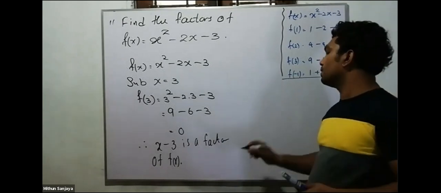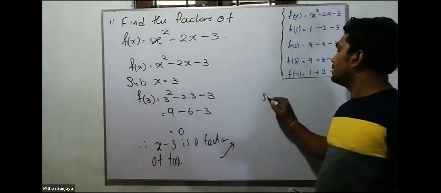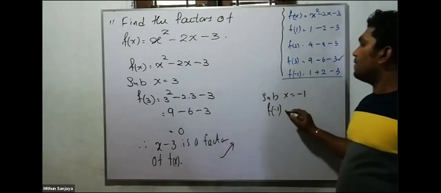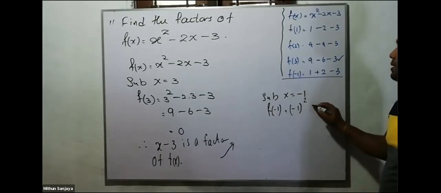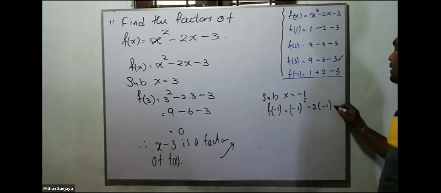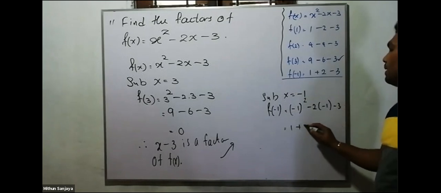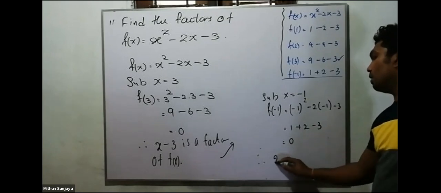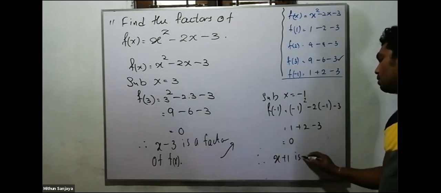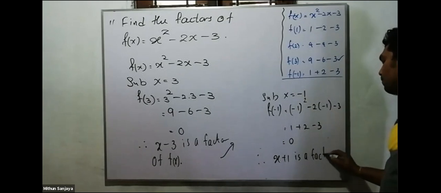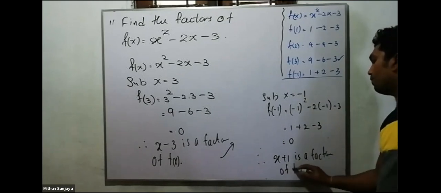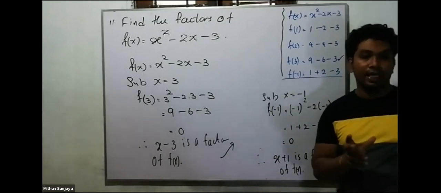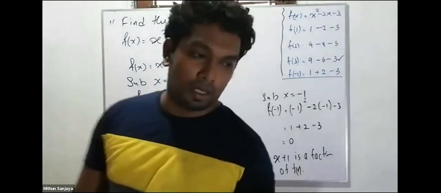After this, substitute x equals minus 1. f(minus 1) equals minus 1 squared minus 2 times minus 1 minus 3, which is 1 plus 2 minus 3, equals 0. Therefore, x plus 1 is a factor of f(x). That is the way using the factor theorem.